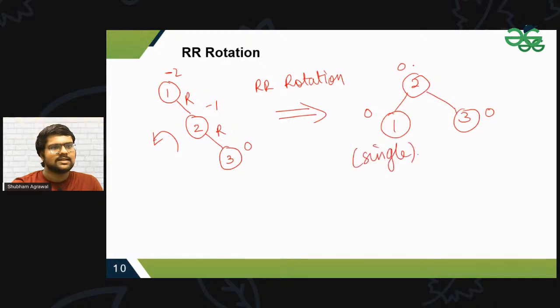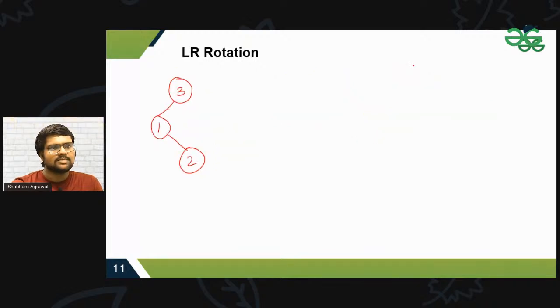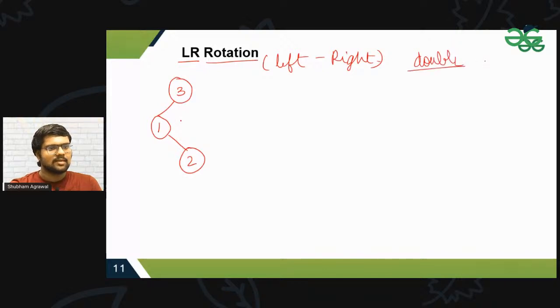Okay, so LR rotation means left right rotation. So here we perform rotation 2 times, hence it is a double rotation. Okay, so when we compute the balance factor, for 2 it is 0, for 1 it is -1, and for 3 it is 2. Okay, so here the unbalanced node is 3, because -1 and 0 are the valid values for balance factor. So here it is L and here it is R.